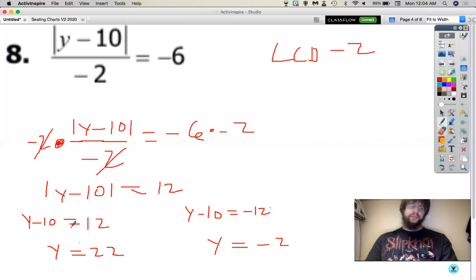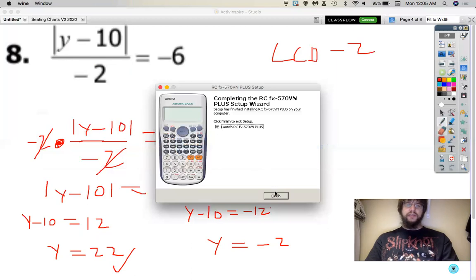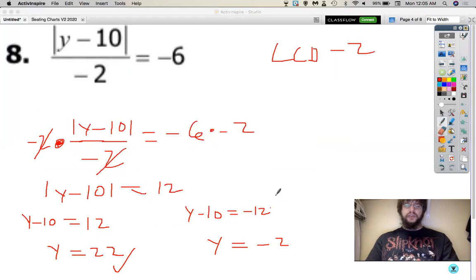Check it. 22 minus 10. Well, that's 12. Absolute value of 12. Well, that's still 12. Divided by -2, that's a -6. Good. Check. -2. Let's see, -2 minus 10. If that confuses you, it is -12. But if it confuses you, just use your calculator.